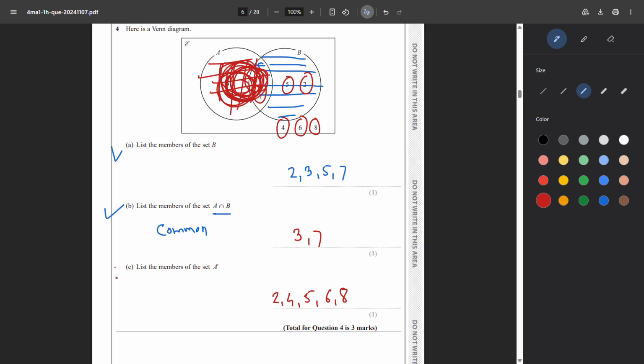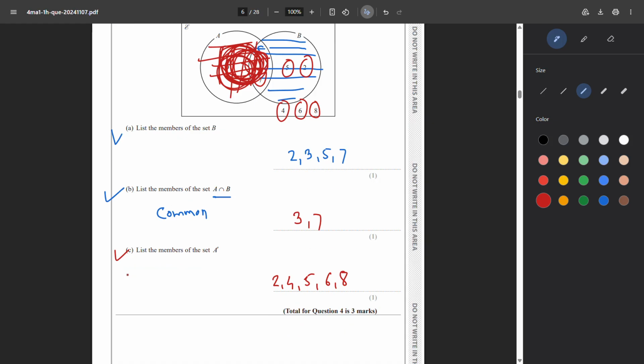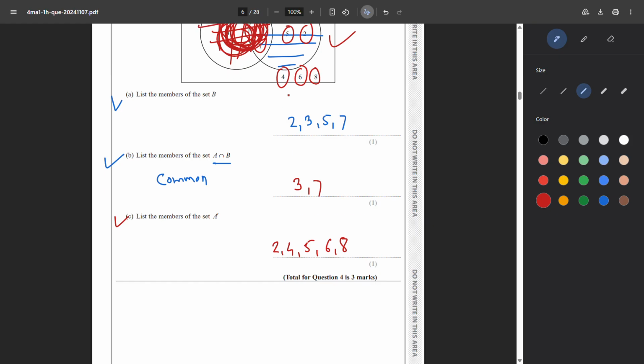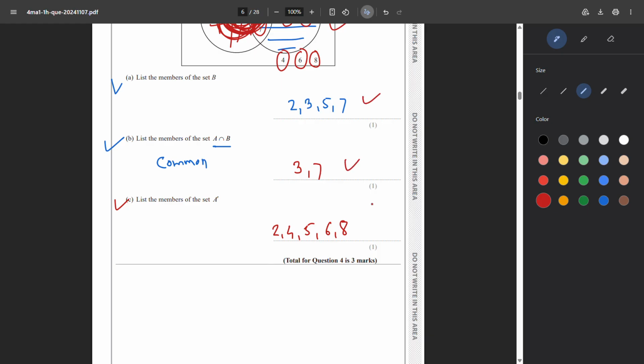I hope all 3 questions of question number 4 are clear. You don't need to solve like this. I'm just showing this for your understanding. In the exam you don't need to do anything like this, you don't need to distract the main questions. You have to just write down the numbers only, like this.